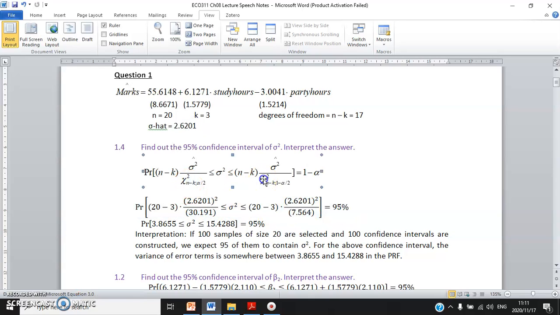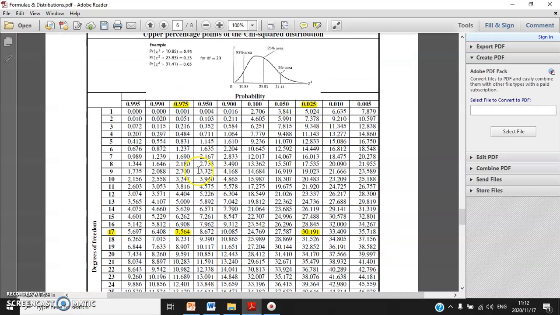Okay, and now the trick is to find out the 2 chi-square statistics. Starting with the first one, degrees of freedom is 17, and then this is half of your alpha. Alpha is subtly given as 5%. You see 95% confidence interval, so it indirectly gives you a hint that alpha is 5%. So half of the alpha, degrees of freedom is 17. So let's look at the chi-square table. Half of the alpha, top row, 0.025, half of the alpha, 2.5%. Degrees of freedom 17, so this is our first chi-square statistic, 30.191.